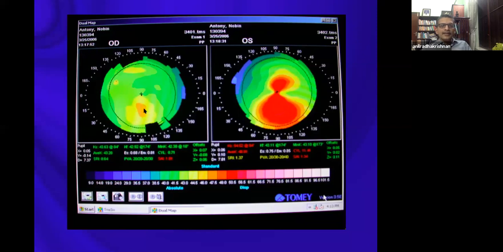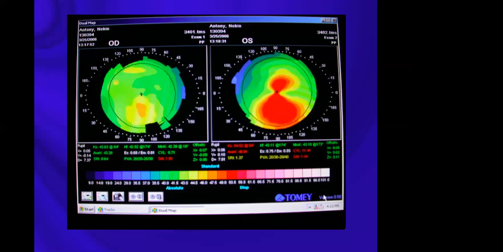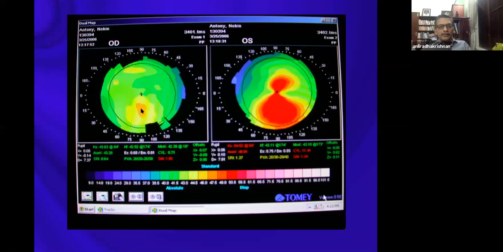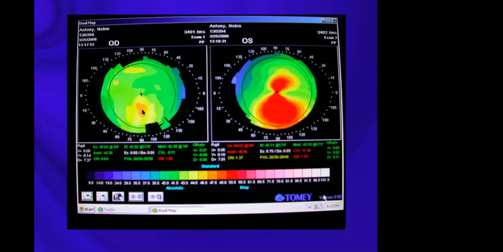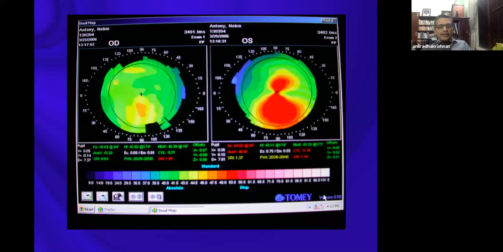You see that there is a minimal steepening as compared to the other half of the cornea. But if you look at the values, you can see. The important information, based on what we have, is that the surface asymmetry index, which is normally about 0.5, is very much increased in this. SI is more than 1.5.